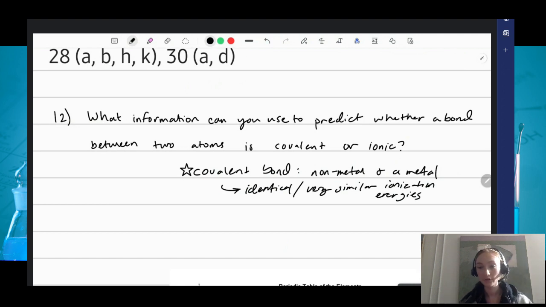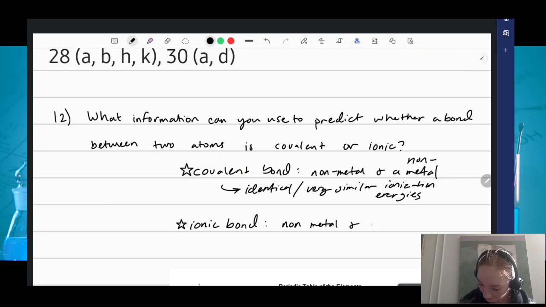And so the difference between the covalent bond and the ionic bond is going to be that they're going to have, oh, sorry, in the last question, covalent bond, my bad, both are going to be nonmetals. And so an ionic bond is going to be between a nonmetal and a metal. Sorry about that. So those are the two differences between the covalent and the ionic: paying attention to the ionization energies as well as whether it's a metal or a nonmetal.